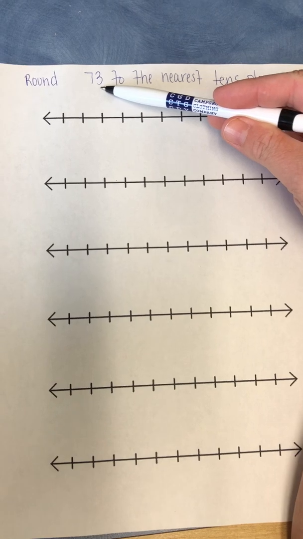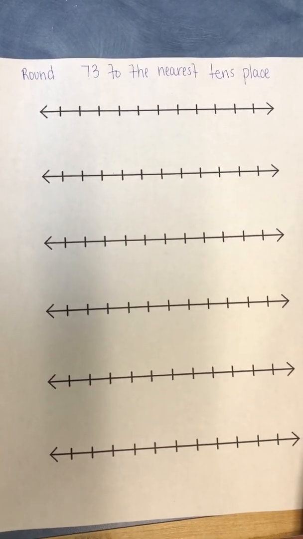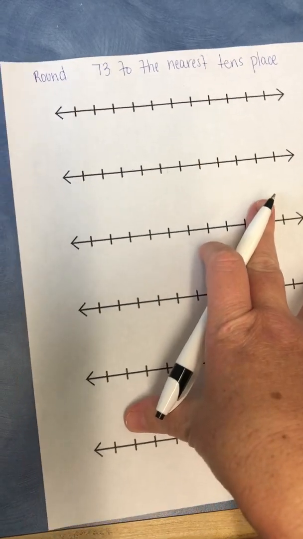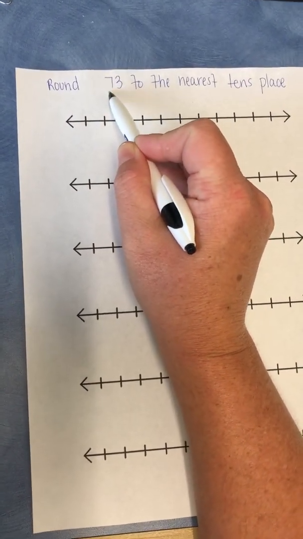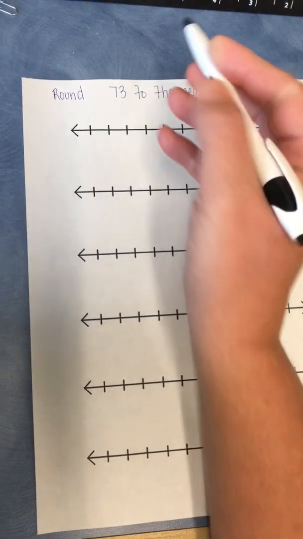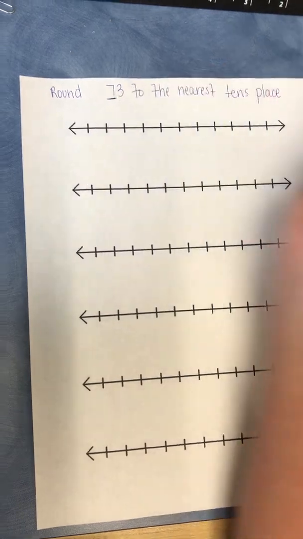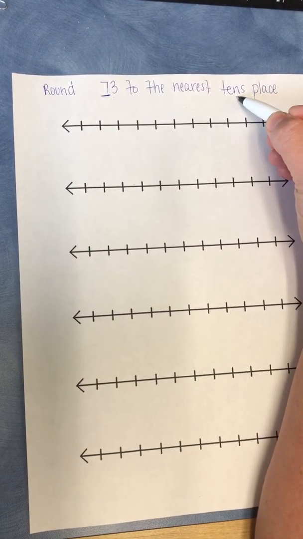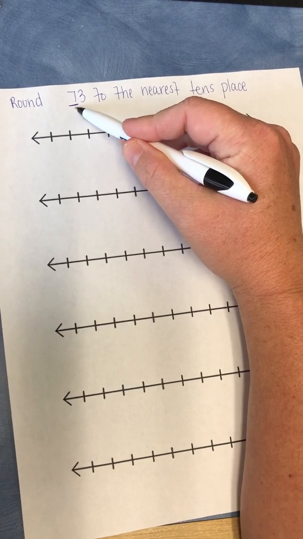If you were to round 73 to the nearest tens place, you've got to know your place value chart, which we've already been going over, and then you need to look at your values you have. So the 3 is in the ones place, and the 7 is in the tens place. What I like to do is always underline the place value that I'm rounding to, and in this case I'm rounding to the tens, so I'm underlining the 7 that's in the tens place.